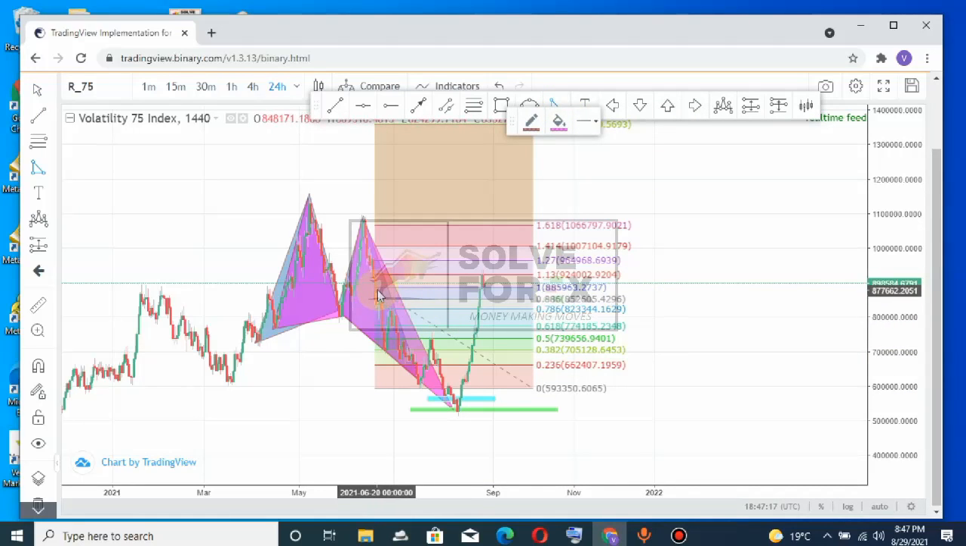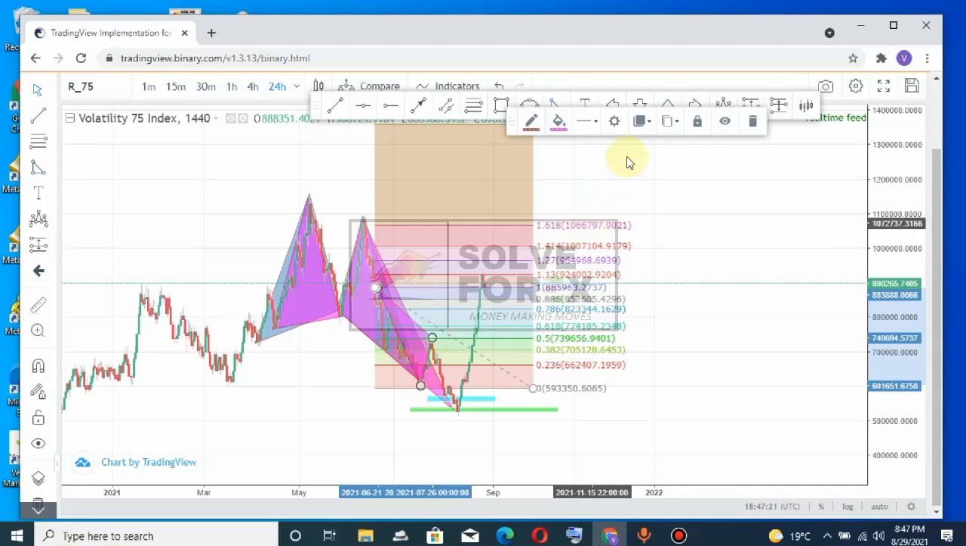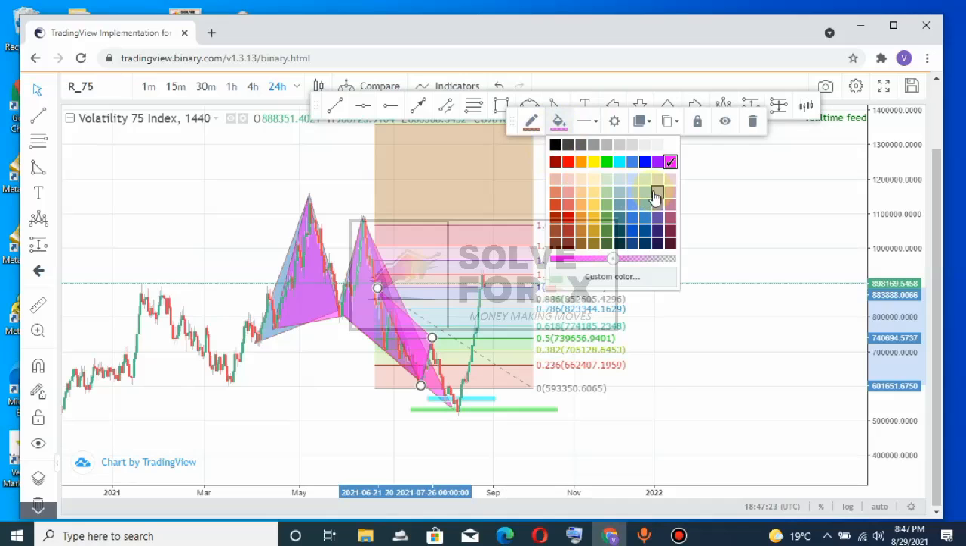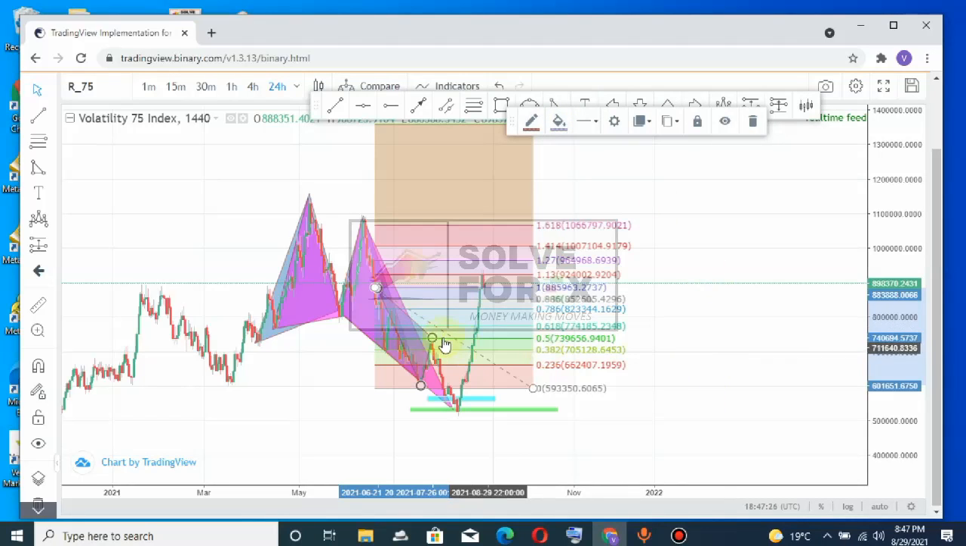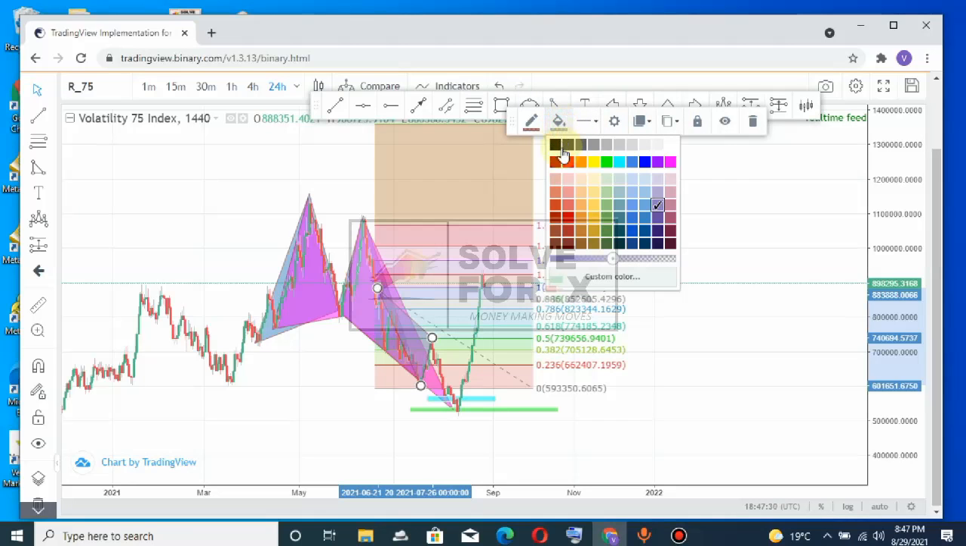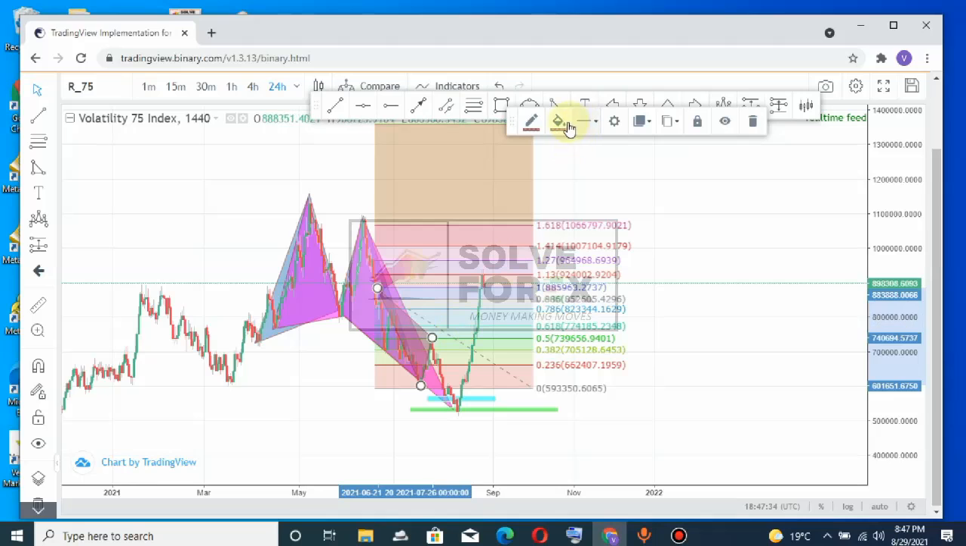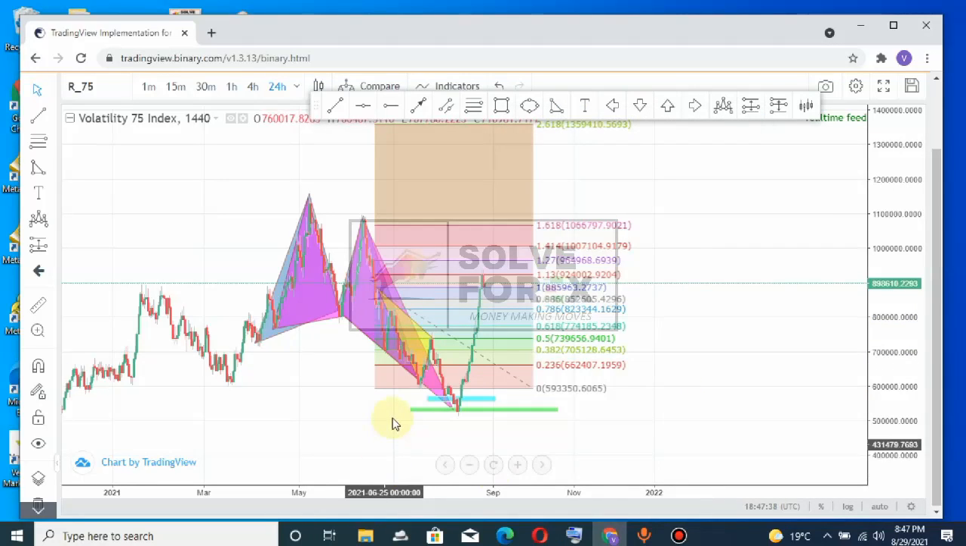From this point to 50%. Let's change our color. This is our current market, guys. I'm going to show you a follow-up video of what I'm doing now and what's going to happen later. I'll show you this is going to work out, guys, because these patterns always work. I have too much trust in these patterns, guys.